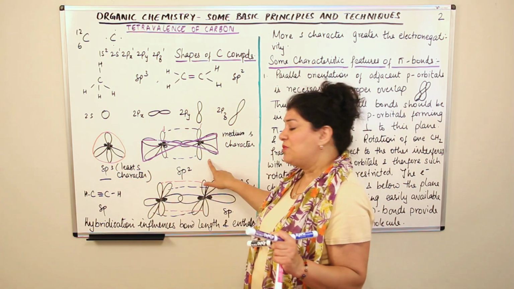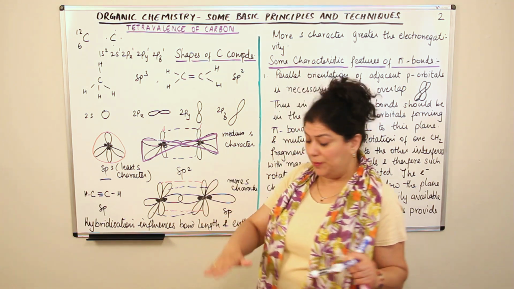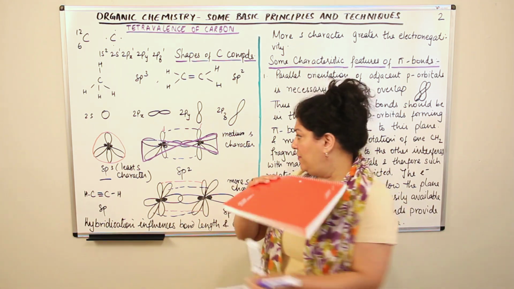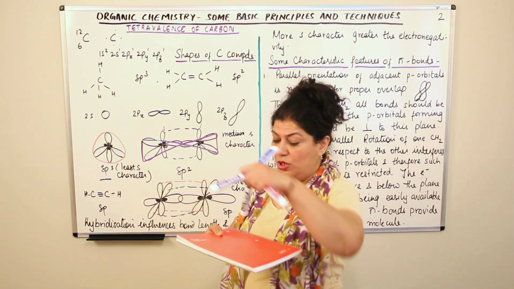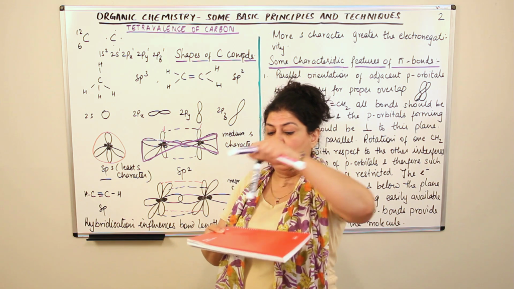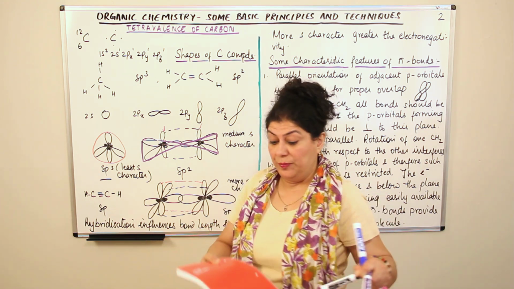But in the case of sp2, I have the plane in which I have 2 triangles, and I have these 2 bonds, one lobe up and one lobe down.